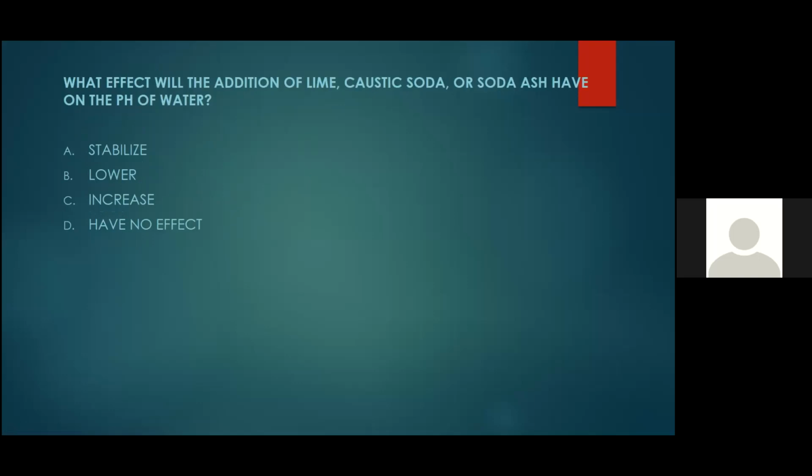All right. So we talked a little bit about hardness and how to get rid of hardness. And one of the ways to get rid of hardness is to add a chemical. And we're going to add these chemicals here. It could be lime or caustic soda or soda ash. What do these do to the pH of the water? If I add one of these chemicals, they all kind of do the same thing. What's it going to do to the water?